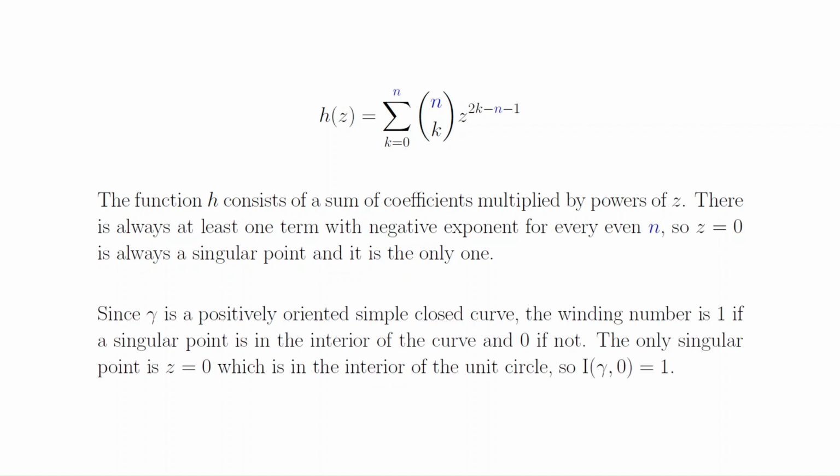Since gamma is a positively oriented simple closed curve, the winding number is 1 if a singular point is in the interior of the curve, and 0 if not. The only singular point is z equal to 0, which is in the interior of the unit circle, so the winding number associated with our curve and the origin of the complex plane is 1.